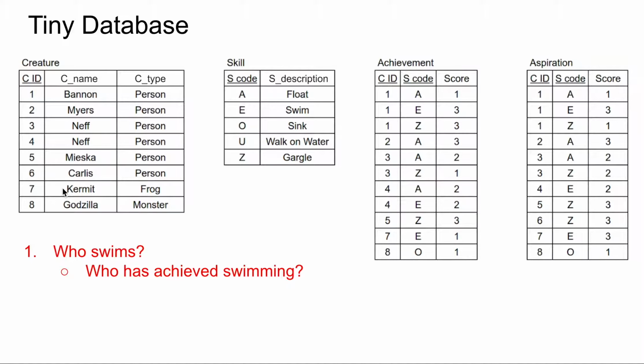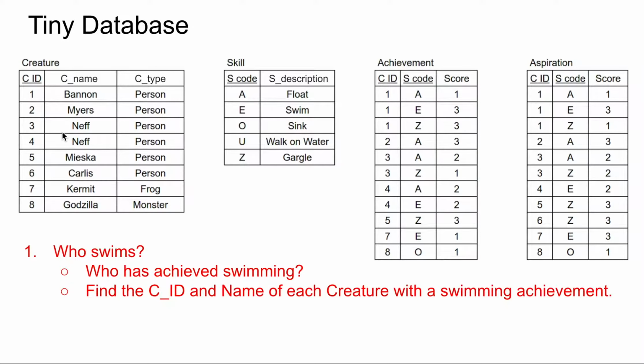Now we have another point of ambiguity. If we say Neff, which one do we mean? Well, do we want the names or the CIDs, or both? For this exercise, let's return both, so we can make the query more specific. Find the name and ID of each creature with a swimming achievement. Notice how much more verbose we are now than where we started. The answer to this would be Bannon 1, Neff 4, Kermit 7.